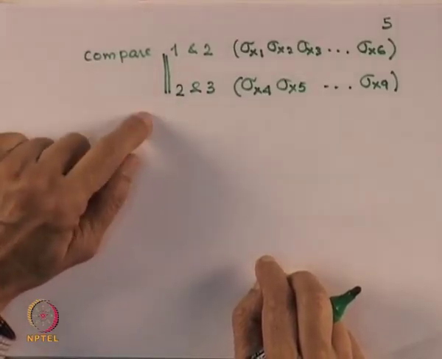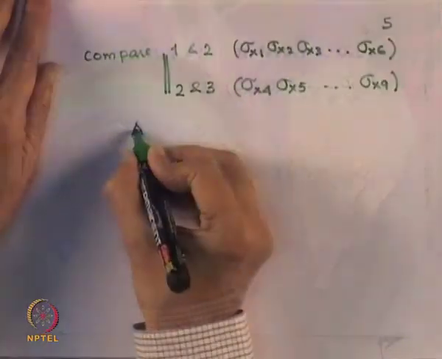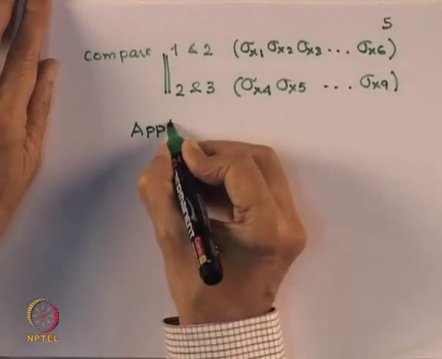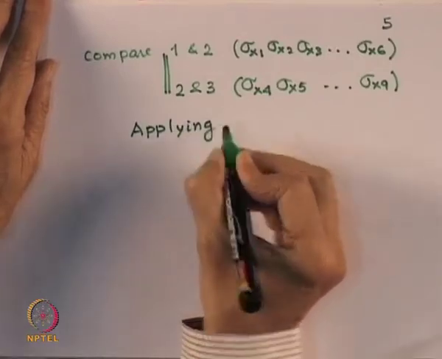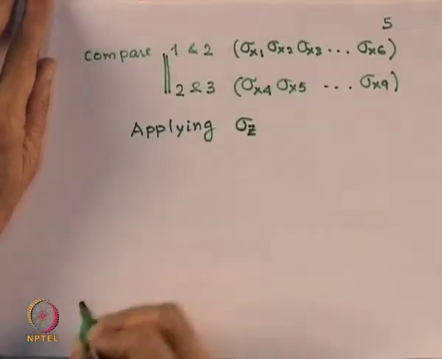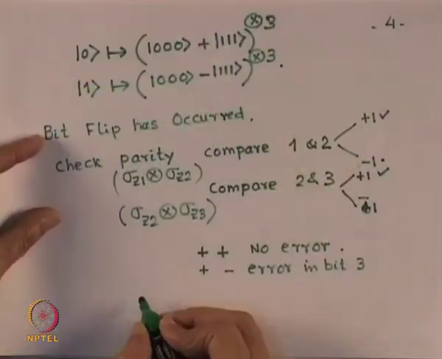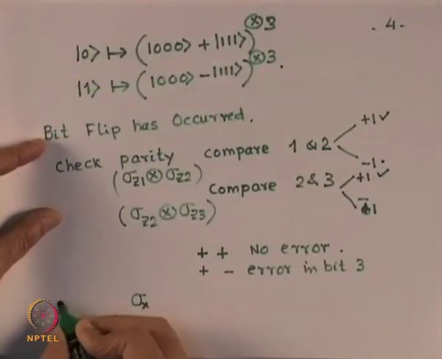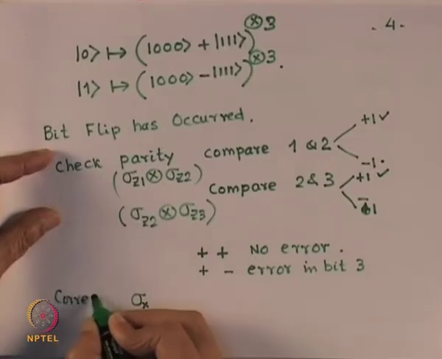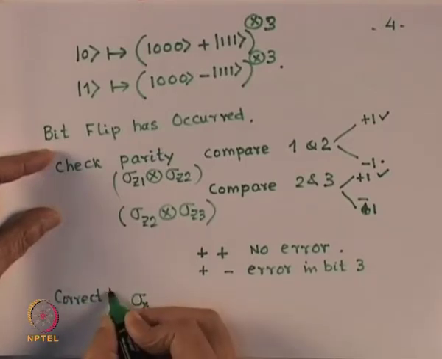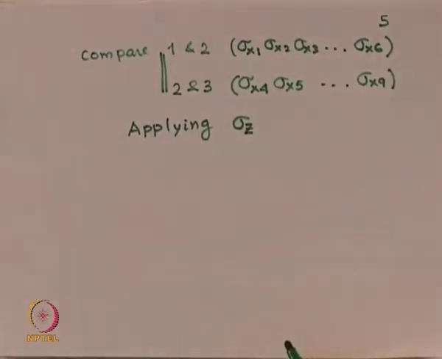where the phase flip has occurred, and if a phase flip has occurred, it can be corrected by applying a sigma z. I should have said in the first group, after I found out which qubit has had an error, I could have corrected it by applying sigma x. And here by sigma z.